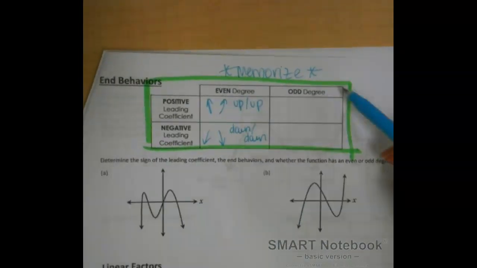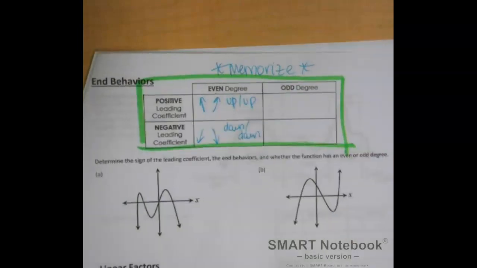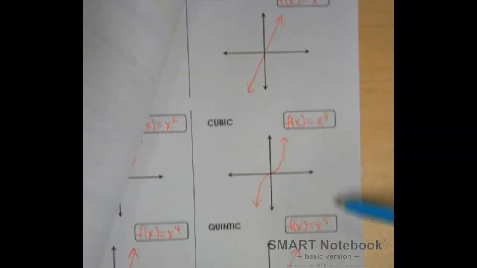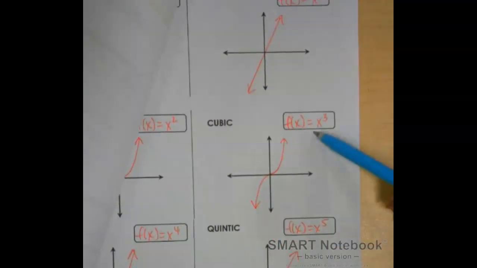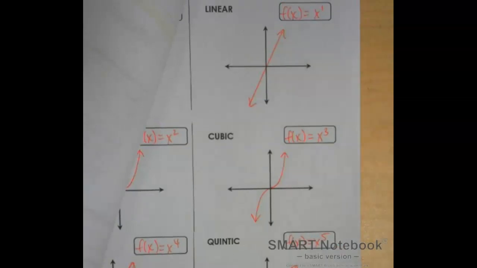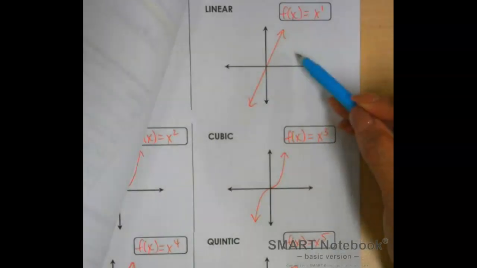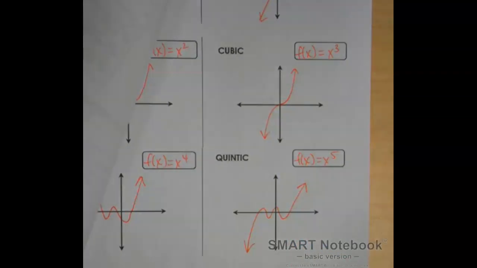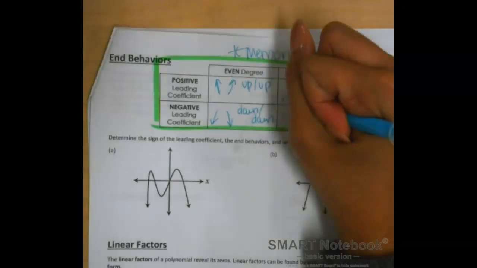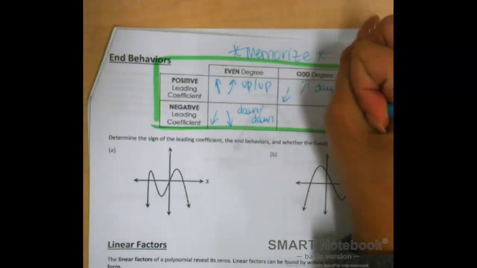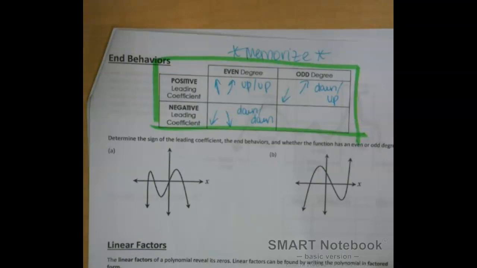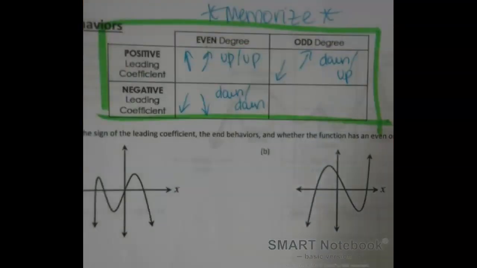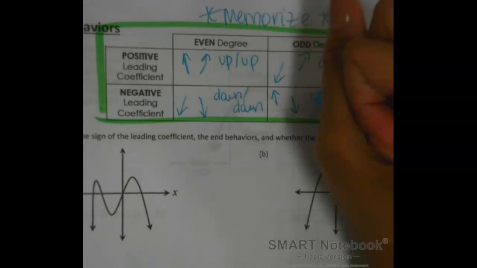Okay, let's talk about when you have an odd degree with a positive leading coefficient. Let's look back at our notes. The ones on the right-hand side, these are all odd degrees, and they all have a leading coefficient of a positive 1. What happens at the far ends of that graph? What happens on the left? It goes down, so the left side goes down first, and then what happens to the right? Goes up. And that's the same for every single one of these odd degrees with a positive leading coefficient. It's going to go down first, then up. So down, then up. Negative, guys, is just going to be flipped. This is going to go up first, then down.